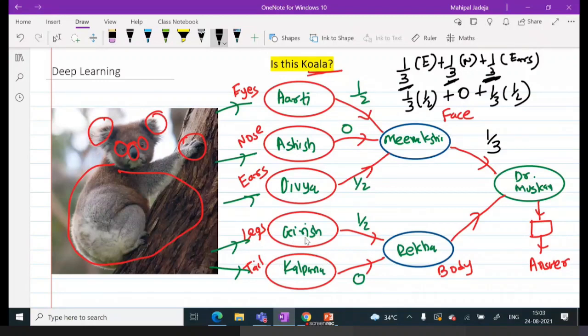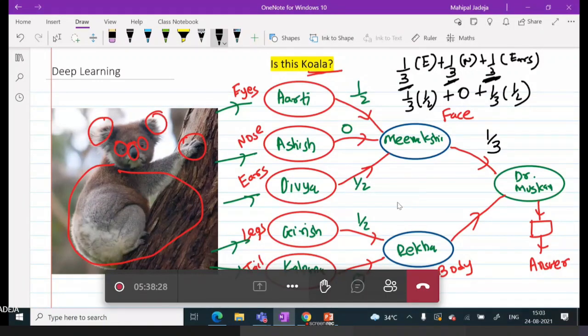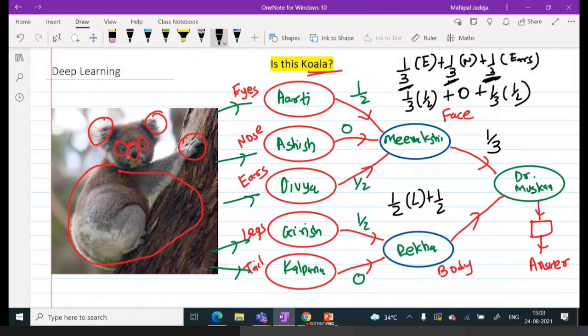Similarly, Rekha will do a similar computation. Initially she is giving the same importance to legs as well as tail. So she will say 1 by 2 into legs plus 1 by 2 into tail. And with respect to this, the score is 1 by 2. So the first entry is 1 by 4, the second entry is 0.